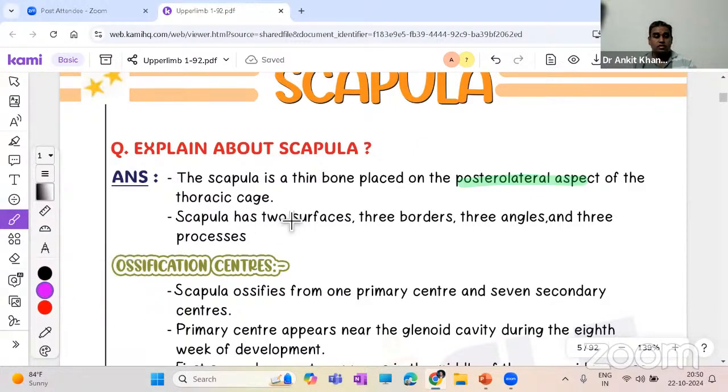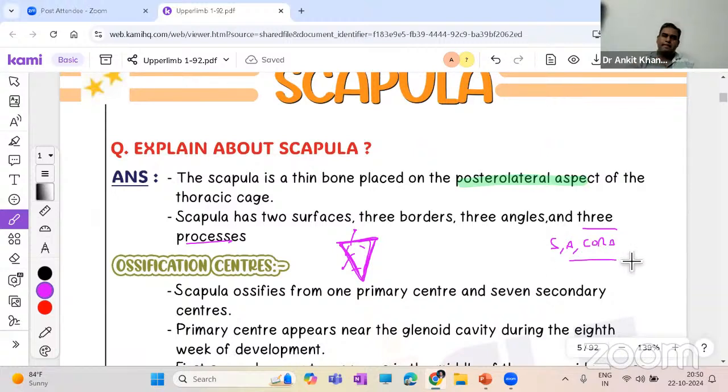There are two surfaces. How to remember this? It is a triangular bone. It has two surfaces, one anteriorly, one back. Three borders, obviously, a triangle has three sides. Three angles, a triangle has three angles, so there are three angles. Three processes. What are the three processes? Spinous process, acromion, and coracoid process.